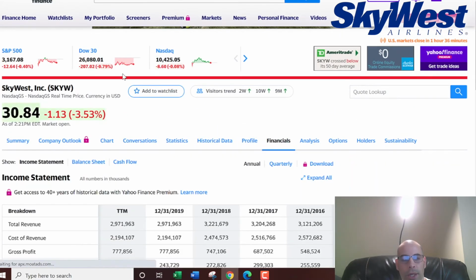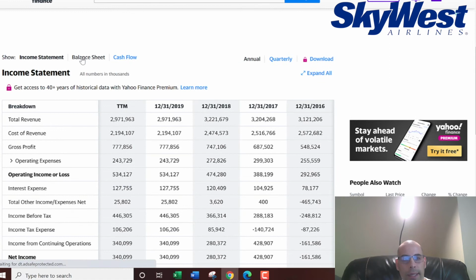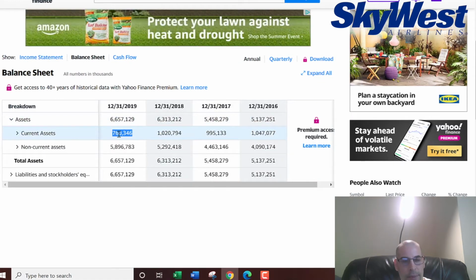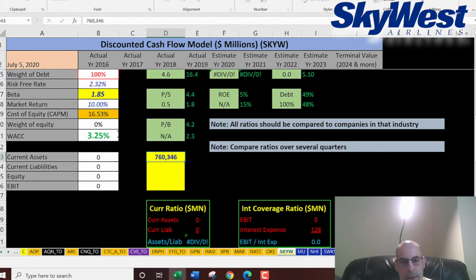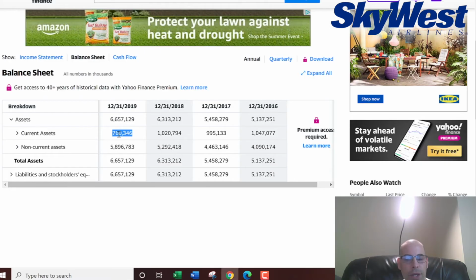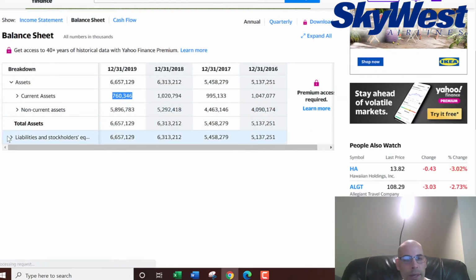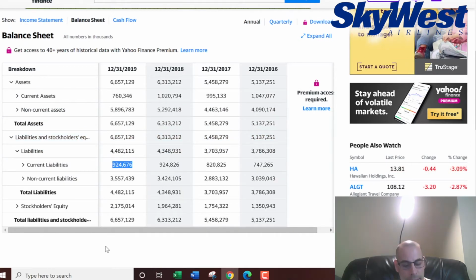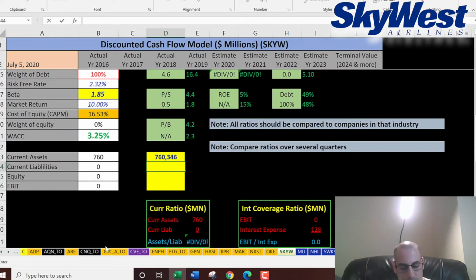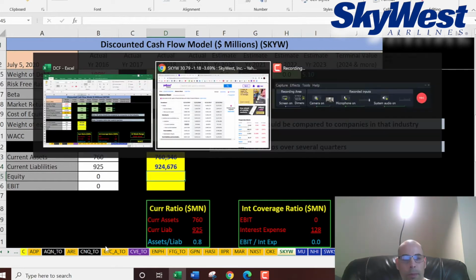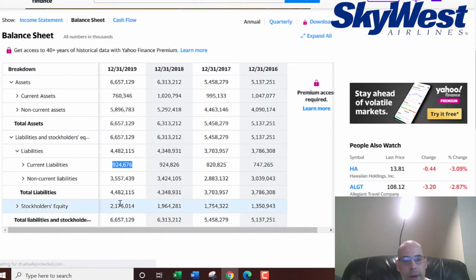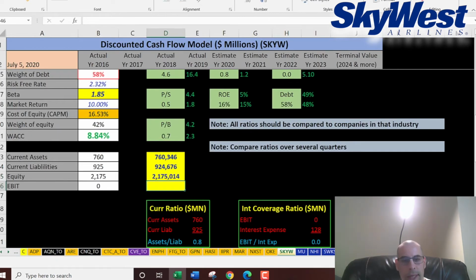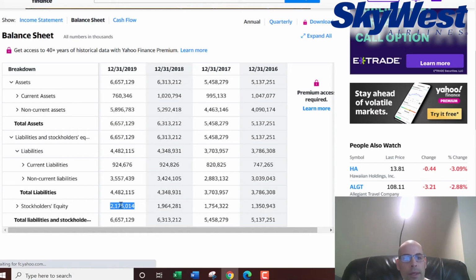Let's go back to the balance sheet to get their current assets. We're going to need this for later when we look at the ratios. Current assets of $760 million. Current assets are mainly cash, accounts receivables, and inventory. Now let's pull the current liabilities. These are debts and payables which are due within 1 year, and that's $924 million. And let's get their equity. That's total assets minus total liabilities, and that's $2.2 billion.